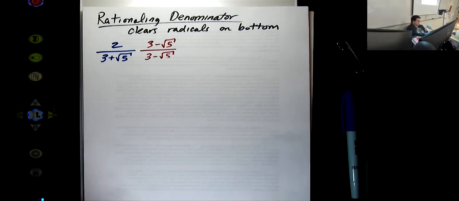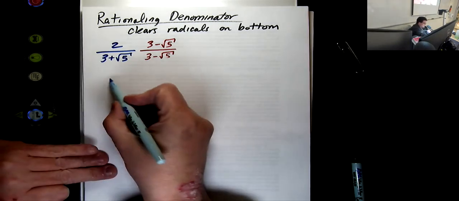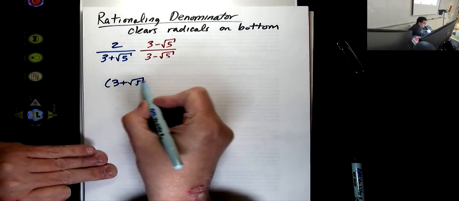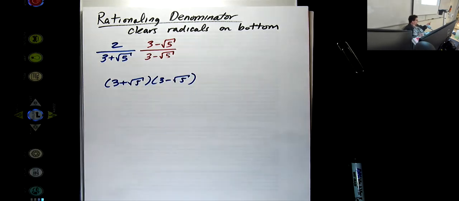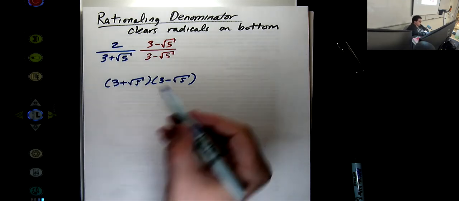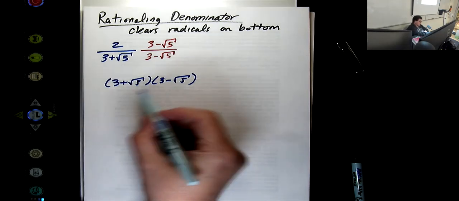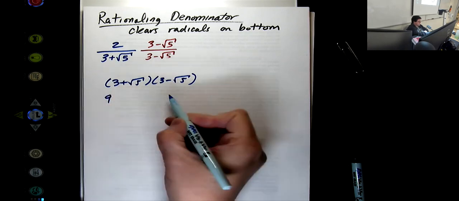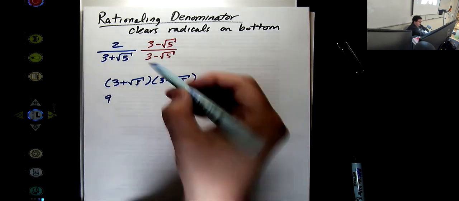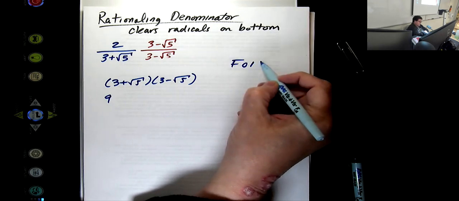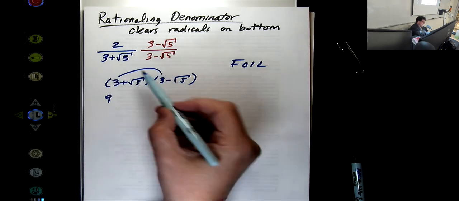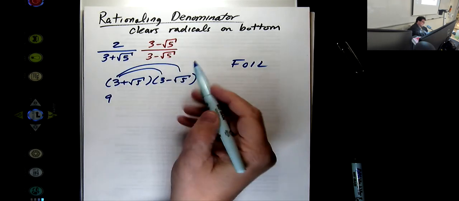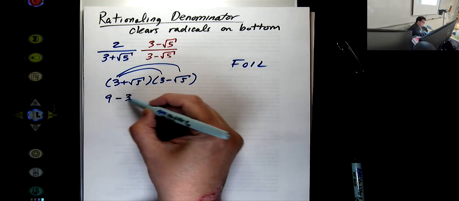Let's just see what happens with 3 plus square root of 5 times 3 minus square root of 5. If you don't remember the a plus b and a minus b, what happens if I multiply this out? We'll do FOIL, the good old FOIL: first, outside, inside, last. I've got 3 times 3 is 9. 3 times negative root 5 is negative 3 root 5.